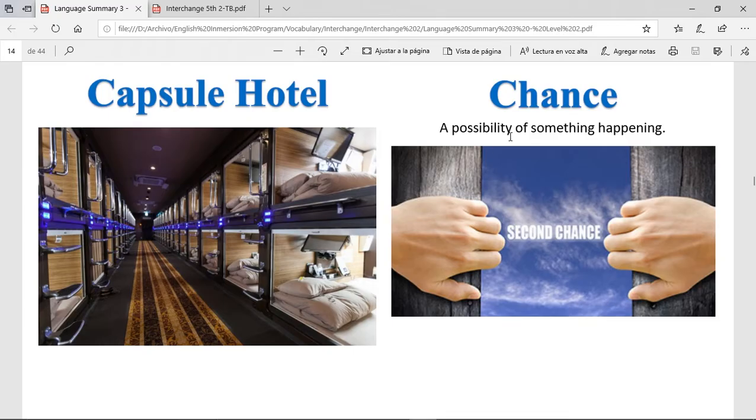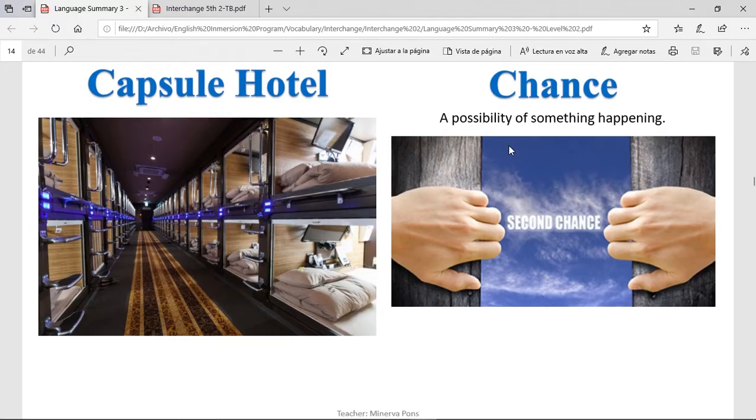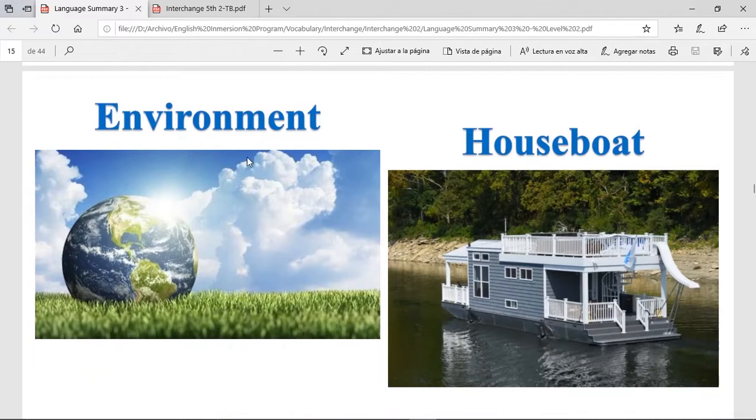Chance, a possibility of something happening. A chance, it's basically the probability for something to happen. Environment is the place on Earth. An environment is planet Earth, for example. Houseboat is a boat that is a house, as you can see here.